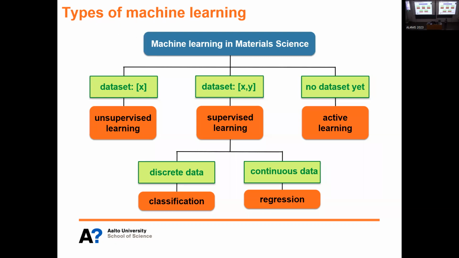So here you can see how machine learning methods can be divided. We have unsupervised learning, supervised learning, and active learning. What this basically means is that in the unsupervised version, we have a data set. We have the inputs X, but we don't know the outputs Y. And in supervised learning, we have both X and Y. And in active learning, we either don't have the data set at all, or we have some of the data set, but we want to sample more points. And today we are going to take a look at Gaussian process regression and Bayesian optimization. That's an active learning technique.